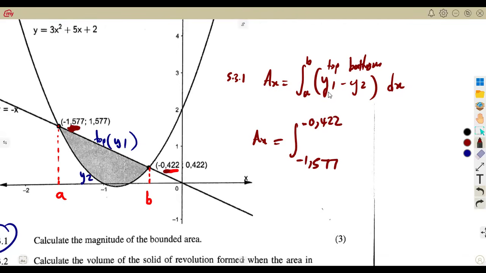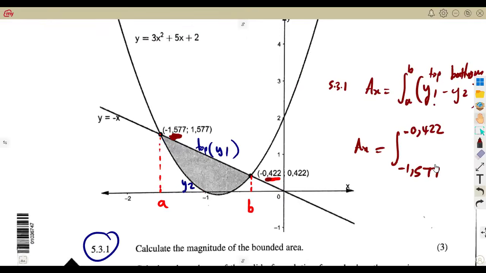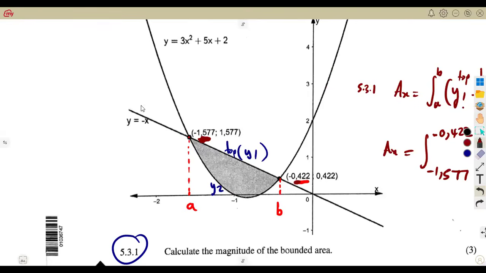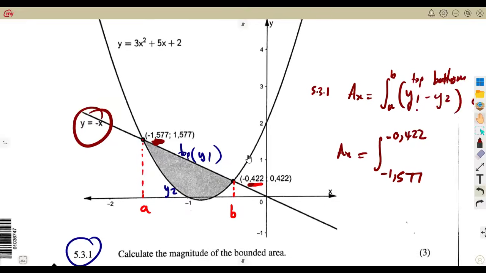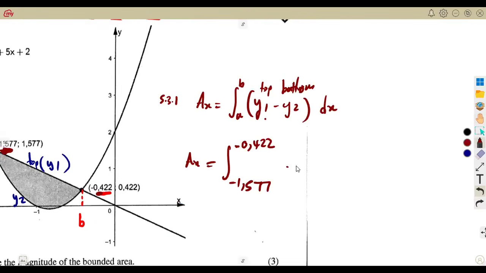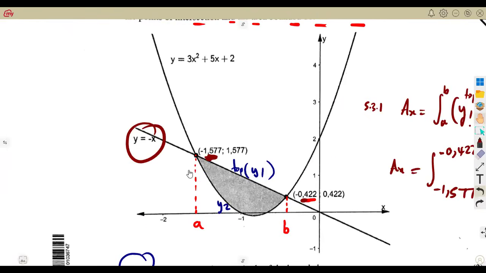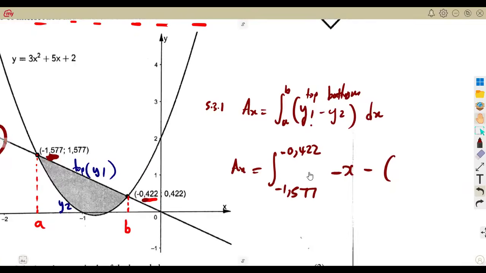Then we're going to take our function y1, the one that is on top. That is y equals minus x, minus y2. The y2 is the one that is below the quadratic. As we can see, within the region that we are calculating the area, it's the one that is on the bottom.